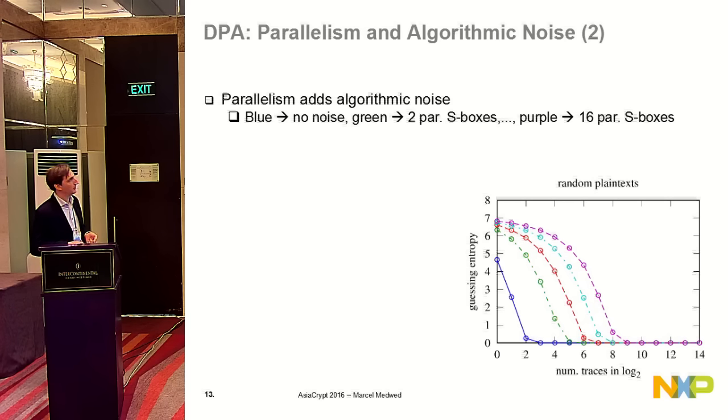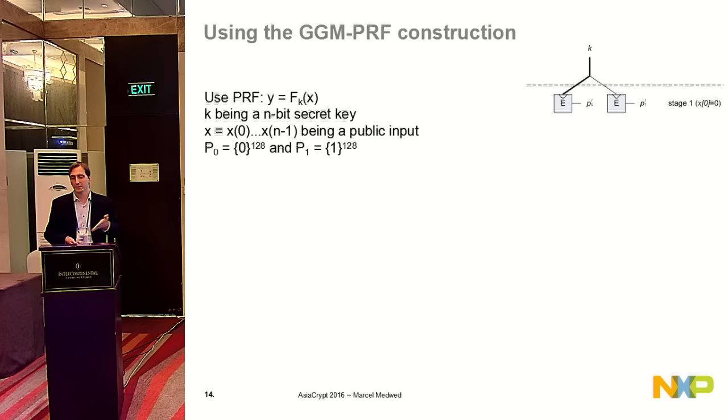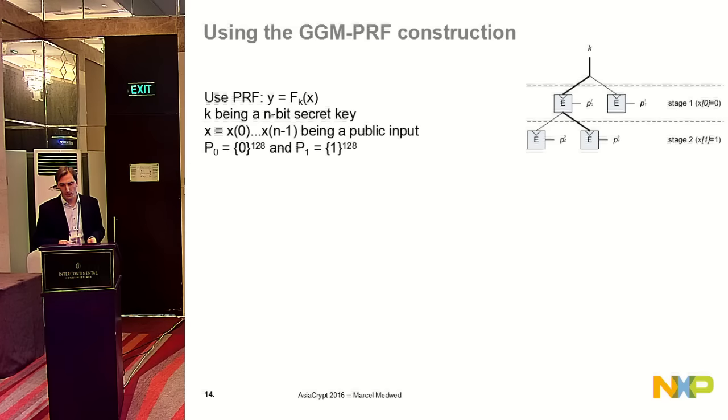We can use the GGM PRF construction, which essentially works like this. We have a public input X, which we write as a bit string, and we have a key and we fix two plaintexts. In this case, we have the all 0 and the all 1 plaintext. And we start with the key, and if the first bit of X is a 0, we encrypt the all 0 plaintext, and otherwise the all 1 plaintext. And then the output is now our new key for the next iteration, and so we process the whole input X like this.